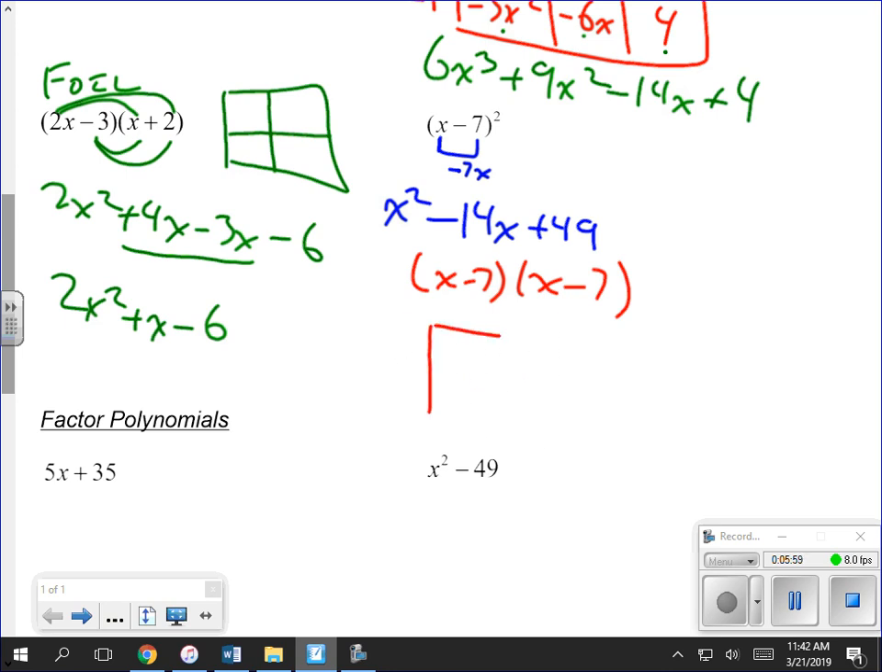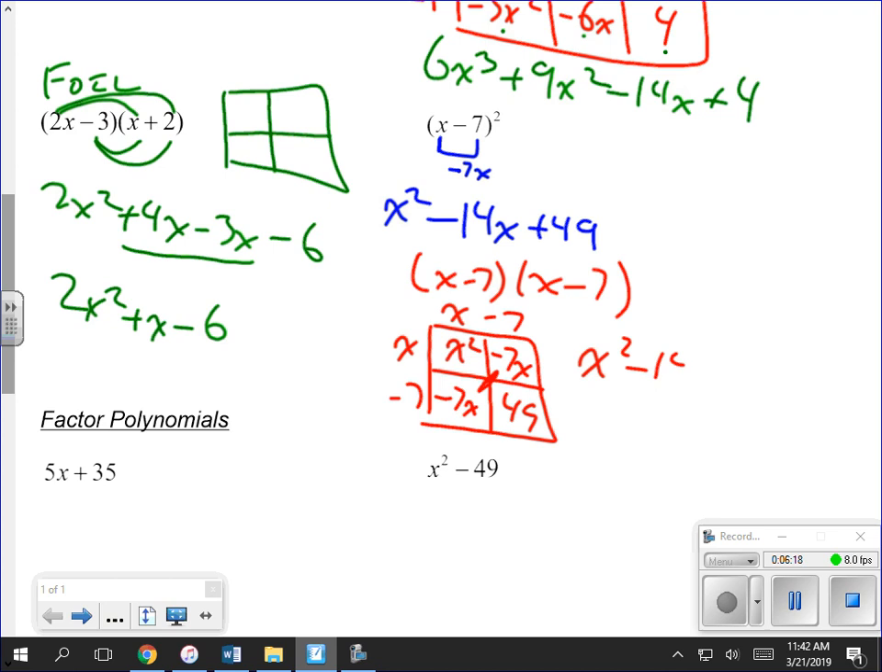Set up a box. Okay, that's not that much larger, but you get the idea. X minus 7, fill it in. X squared, negative 7x, negative 7x, 49. My like terms are still on the diagonal. And look what I get: x squared minus 14x plus 49. That works either way.